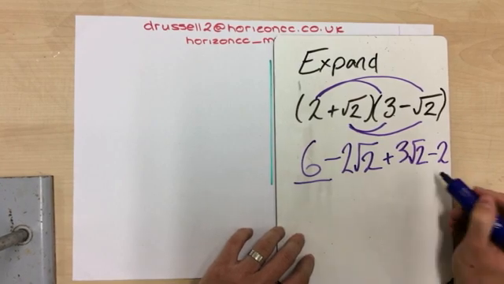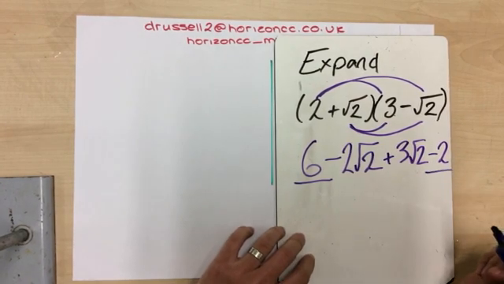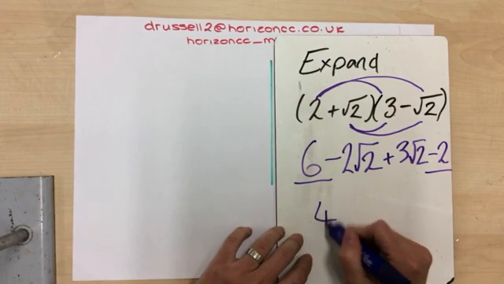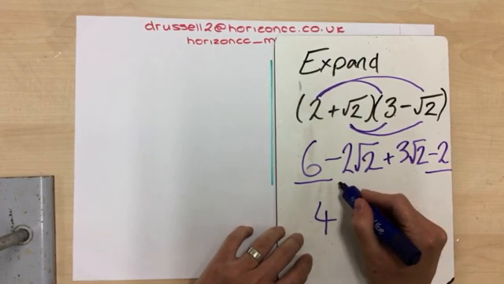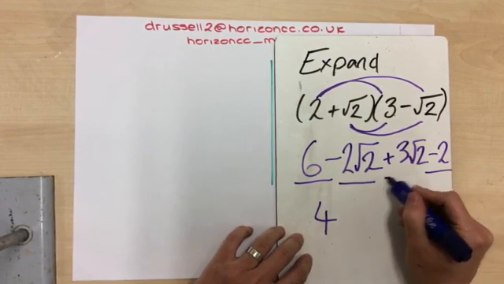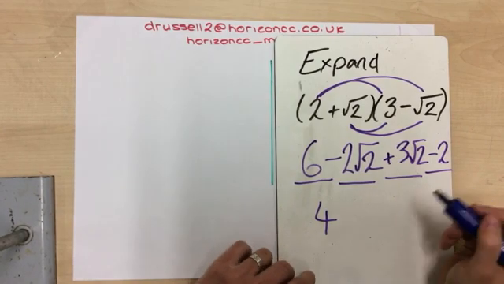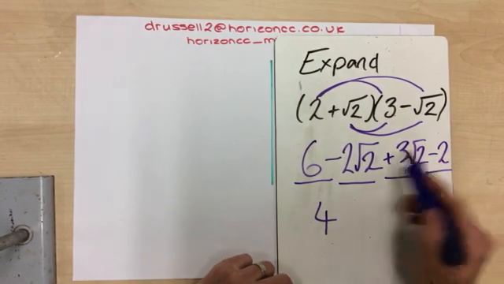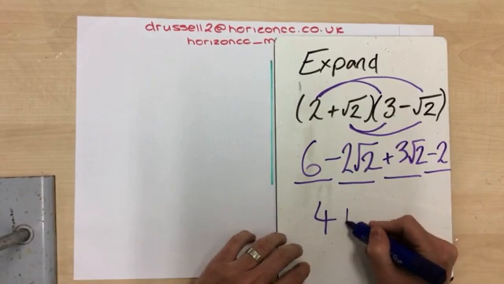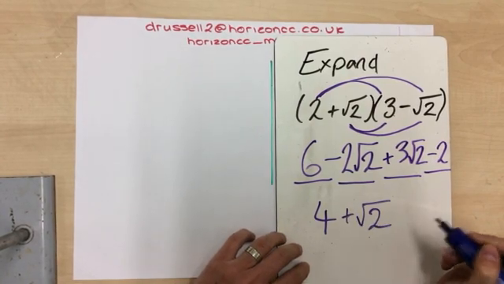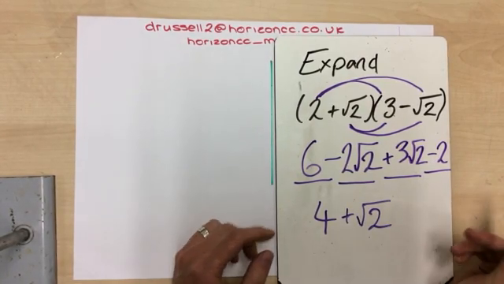So we have 6 at the front, take away 2 at the end. 6 take away 2 is 4. Then we've got minus 2 root 2 plus 3 root 2, or let's make it a bit easier for ourselves, 3 take away 2 root 2, which would just be a positive root 2. That is as simple as it will go. Okay.